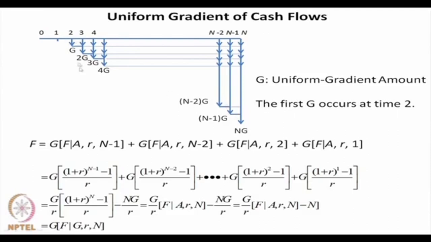So, I can find out the equivalent amount at the end here. For this, it is G multiplied by ((1 plus r) to the power (n minus 1) minus 1) by r. For this, it is n minus 2. For the third one, it is etcetera, etcetera, it continues. So, this can be summed and the value can be found to be a simpler one, and that can be given a notation F given G, r, n, instead of F given A, r, n.